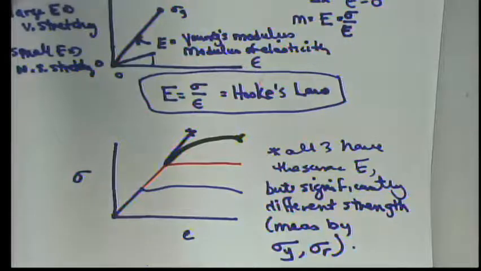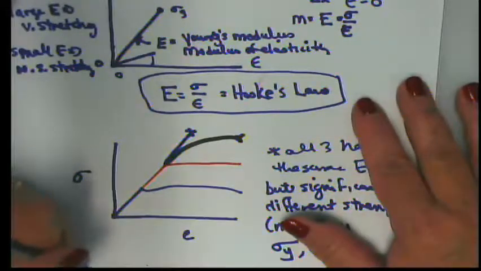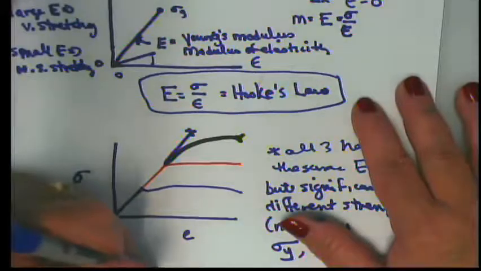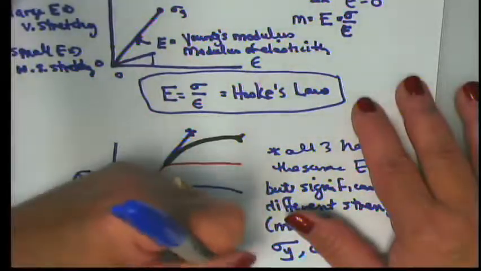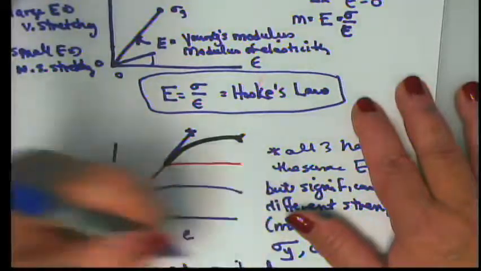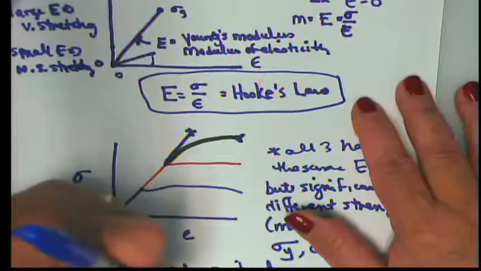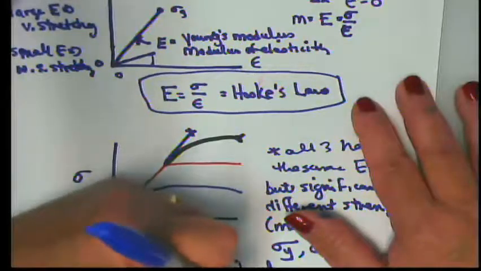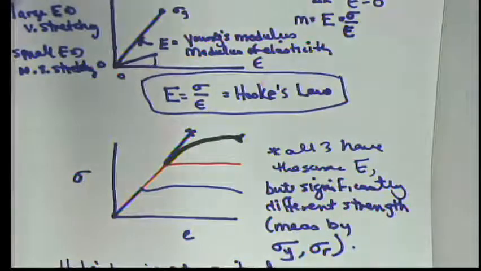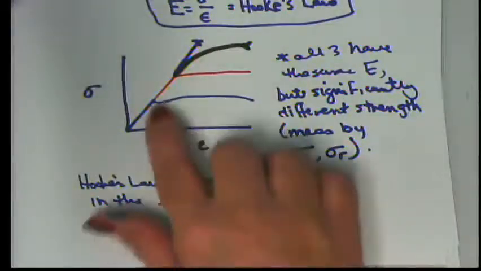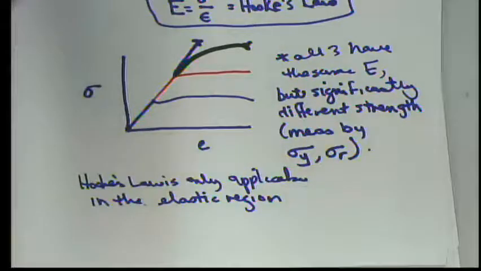And when can you use Hooke's law? Hooke's law is only applicable in the elastic region. So before sigma yield or sigma rupture, whatever that value is. So before you decide if you can use Hooke's law, you have to assure that you are in the elastic region, that the material is still behaving in an elastic manner. So you also need to know where sigma yield or sigma rupture is before you can use it.